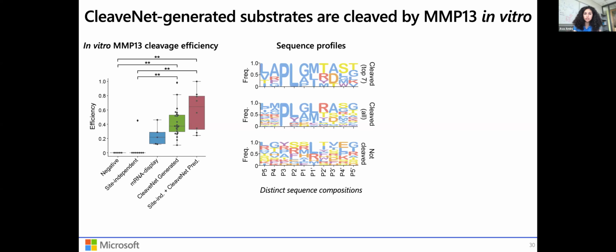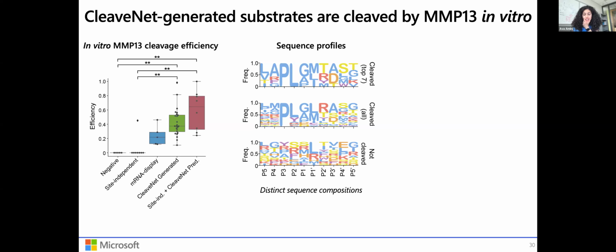And further confirmation of some of the sequence level analyses that we were looking at previously came through when we actually looked at the sequence compositions of the highly cleaved substrates versus those that were not cleaved. And you can appreciate that, again, there's a very distinct separation of these sequence compositions that is driving this cleavage that we observe in vitro.